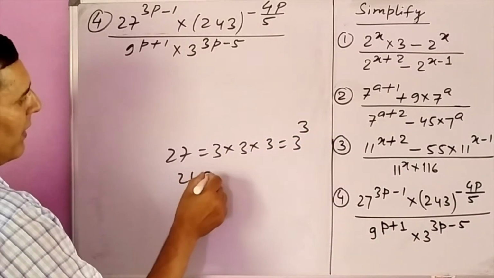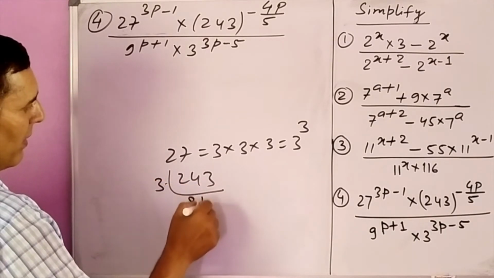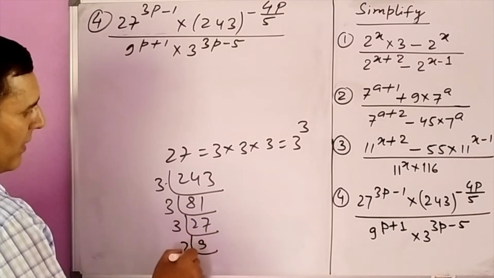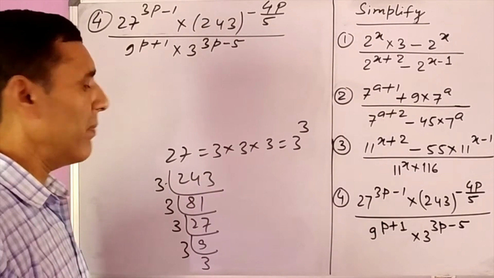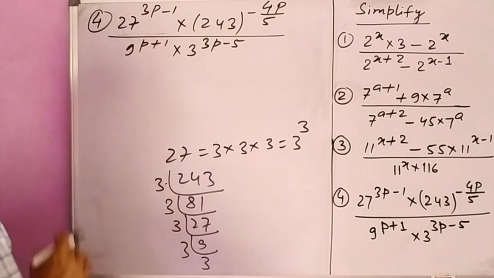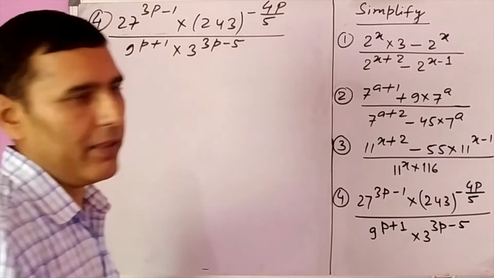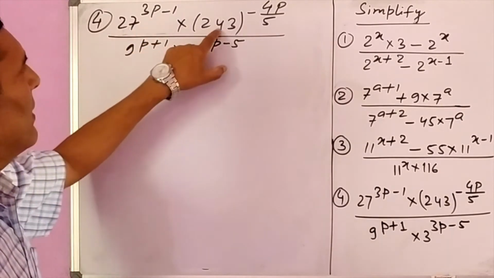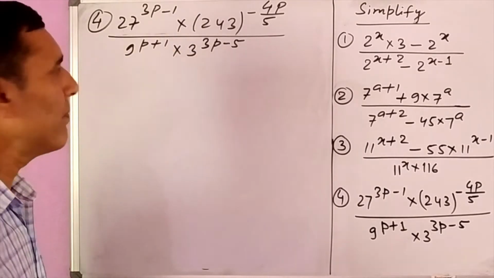Similarly, 243 is divisible by 3. 243 by 3 is 81, again by 3, 27, by 3, 9, by 3, 3, by 3, 1. Means you see 1, 2, 3, 4, 5 times, so it is 3 to the power 5. 243 is 3 to the power 5, and we know that this 9 is 3 square. Because we are trying to make the same base, we can make base 3 everywhere. This 27 is 3 cube, this 243 is 3 to the power 5, and 9 is 3 square, and 3 is 3 already.